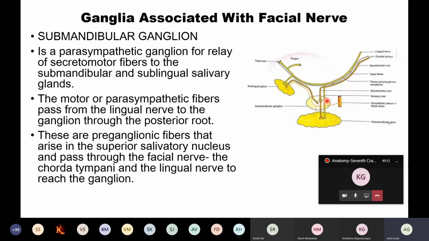These are arising from the superior salivary nucleus, which will pass through the facial nerve, and the facial nerve will give this chorda tympani from the vertical part or the mastoid part, and then it will come through the petrotympanic fissure to enter the infratemporal fossa and join the lingual nerve.